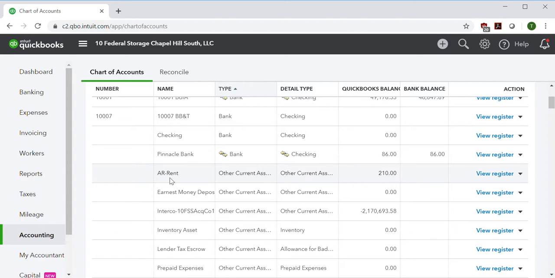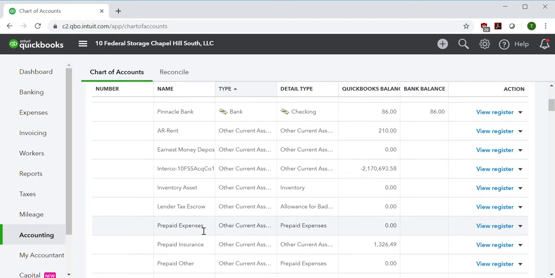The type of accounts, you have your bank accounts and then your asset accounts. Assets are receivables, any intercompany, and intercompany is a little harder to explain too. Your fixed assets, any prepaid expenses that include insurance.